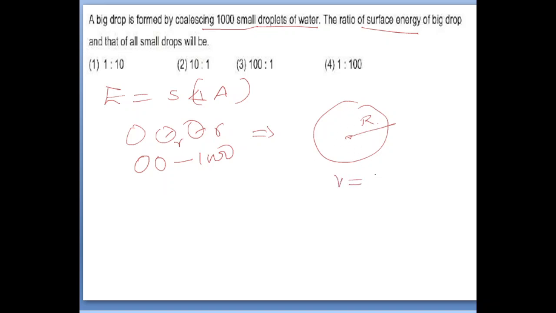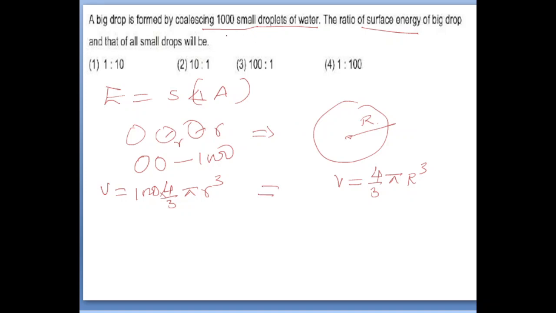So what is the volume of this? 4 by 3 pi R cubed. And if you take the volume of an individual drop, how much? 4 by 3 pi small r cubed. How many are there? 1000. If you multiply by 1000, you will get the total volume of all 1000. And if you equate the two, they will be equal. This is volume conservation, always valid in this case.